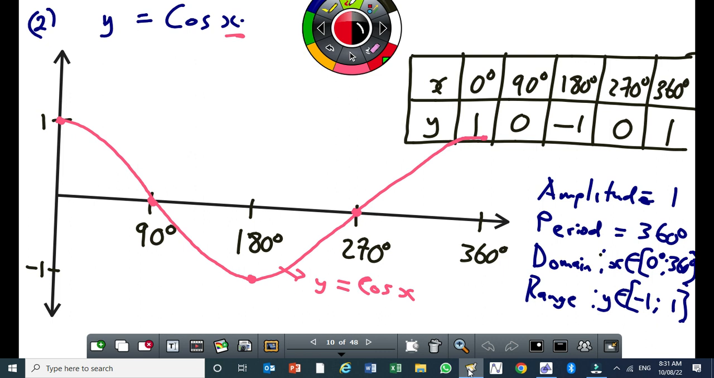Put those x values in your calculator. Remember, you start with the minimum, which will be 0 degrees, and the maximum, it will be 360, and then you can get your table, then you can sketch. So going forward, this is the cosine graph that you're supposed to measure.